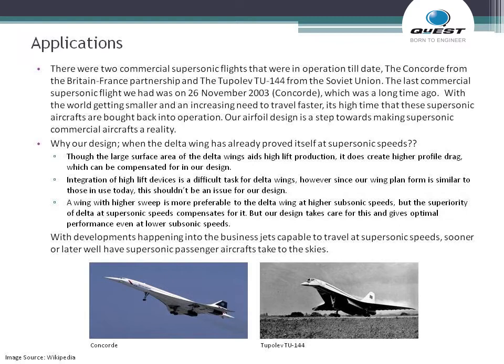Though the large surface area of the delta wing aids high lift production, it does create higher profile drag, which can be compensated for in our design. Integration of high lift devices is a difficult task for a delta wing. However, since our wing planform is similar to those in use today, this shouldn't be an issue for our design. A wing with higher sweep is more preferable to the delta wing at high subsonic speed, but the superiority of the delta at supersonic speeds compensates for it.